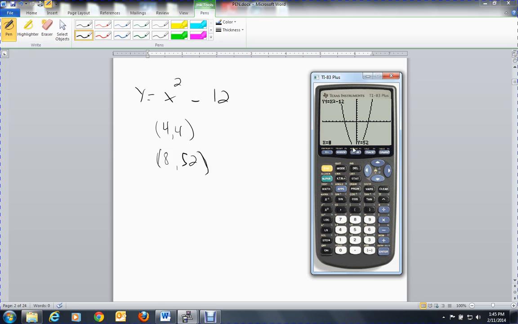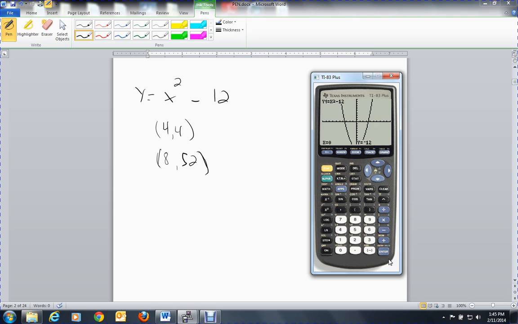So what the trace feature does is it substitutes values in for the x. So if I want to hit the 0 for the x, I better get 0 squared, which is 0, minus 12, which is negative 12. So let's hit 0. Then enter. And there we go, negative 12.